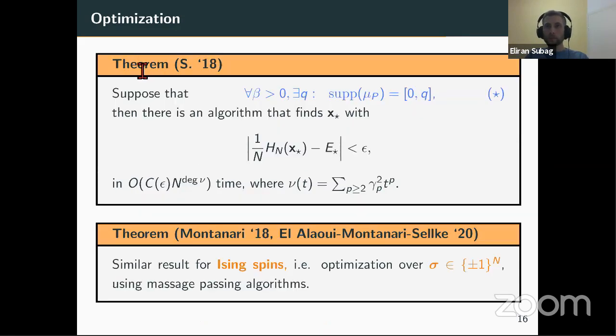And the last comment about this theorem is that it was recently proved by Montanari and then by El-Alaoui, Montanari, and Sellke, and I think Andrea will talk about this in his talks. A similar result in the case of Ising spins. So when you optimize over the hypercube instead of the hypersphere, they use a certain class of message passing algorithms, and they show that under a similar condition, the optimal such algorithm will get you to the ground state energy.